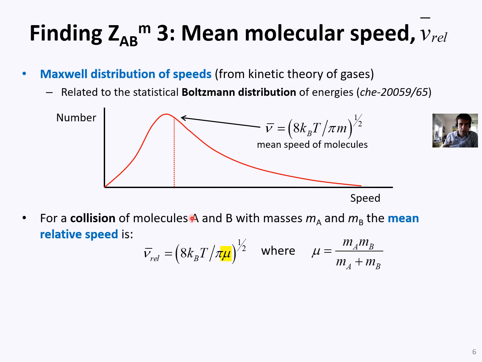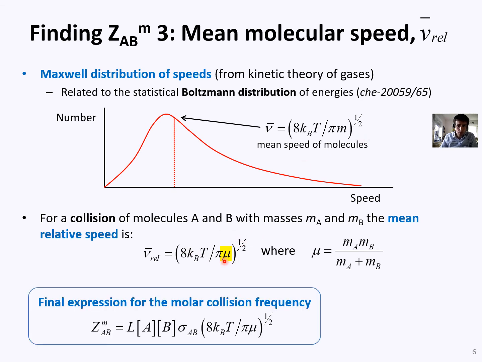Of course, in our case, we don't just have a single type of molecule. We have two different populations of molecules, A and B, and in that case we actually need to change this equation very slightly. Instead of having the mass of a single species of molecules, we have to take into account the reduced mass of the two species A and B here. So that's given in the usual way, but that's really the only difference between these two equations. That basically gives us a final expression for the molar collision frequency, whereby we substitute in this here for that relative velocity we had before.